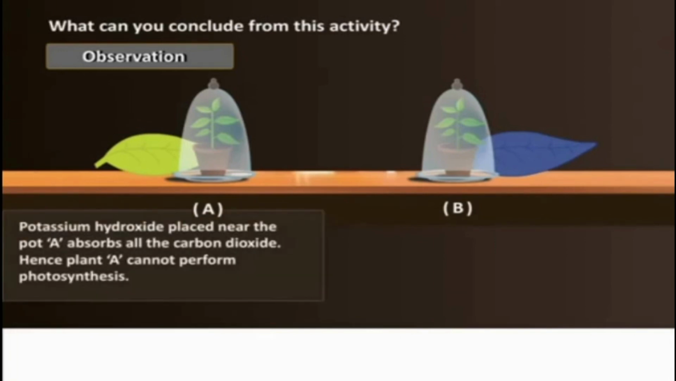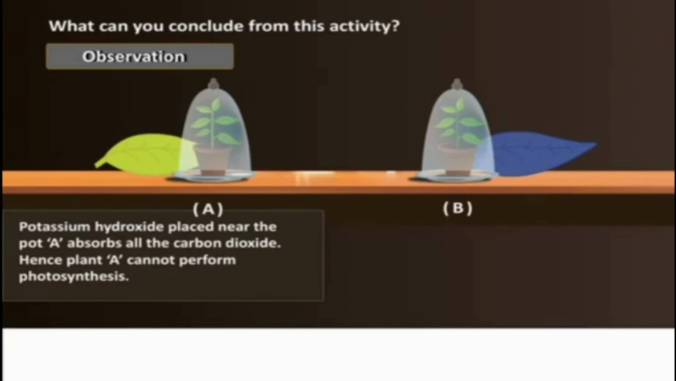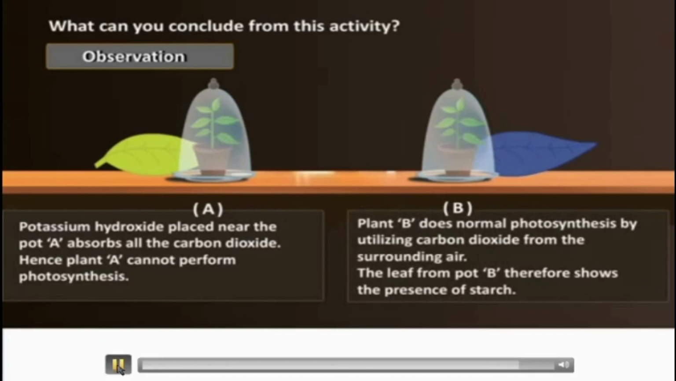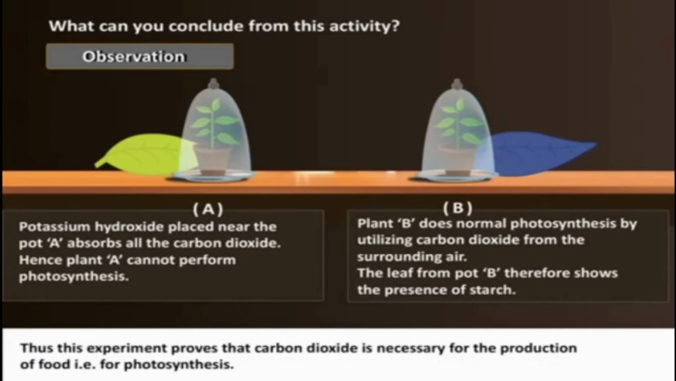Potassium hydroxide placed near pot A absorbs carbon dioxide. Hence, plant A cannot perform photosynthesis. Plant B does normal photosynthesis by utilizing carbon dioxide from the surrounding air. The leaf from pot B therefore shows the presence of starch. Thus, this experiment proves that carbon dioxide is necessary for the production of food, in other words, for photosynthesis.